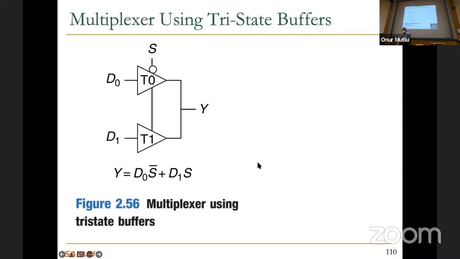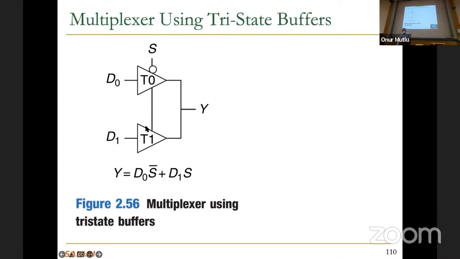So these are actually really fun things, right? So this is your multiplexer using tri-state buffers. You may have actually realized this. Tri-state buffers can enable this sort of multiplexing. These are two tri-state buffers. This is a 2-to-1 multiplexer, data zero, data one, and the select input. If the select input is zero, this is enabled. So Y becomes D zero.